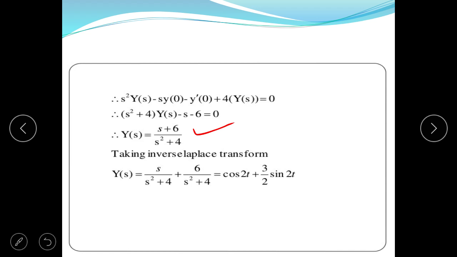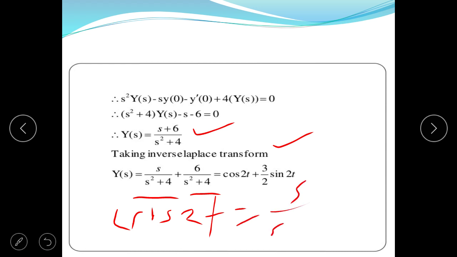Now we take the inverse Laplace. To take the inverse Laplace, we separate into two parts: s upon s square plus 4 plus 6 upon s square plus 4. We know that the Laplace transform of the function cos 2t is equal to s upon s square plus 4. So directly we can write the Laplace inverse of s upon s square plus 4 is equal to cos 2t.